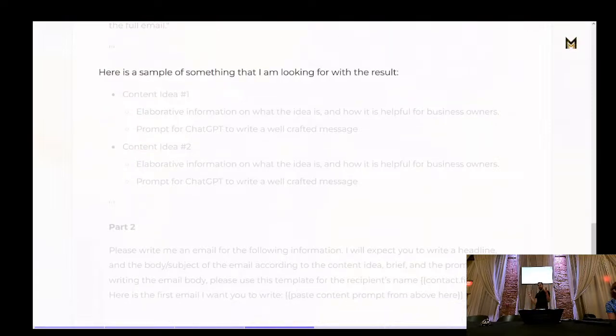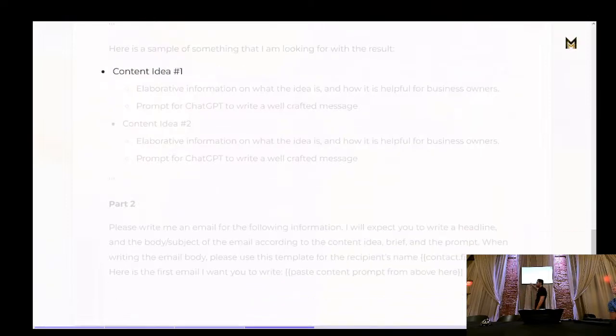I gave it the background information of what we're trying to do and the information of how I like to compose my email so it knows how to sequence the words and present the information. And then here is the content example of how I want you to put this information out into the world.